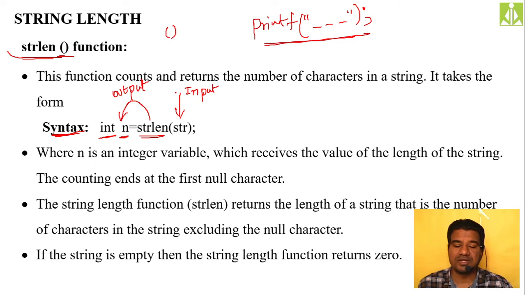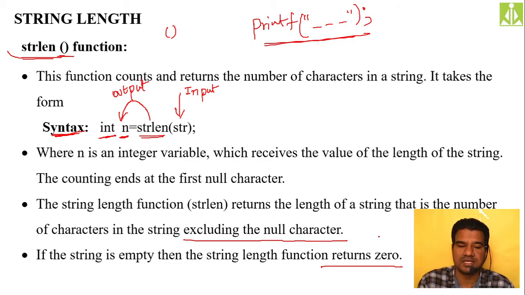The string length function returns the length of the string, that is the number of characters in the string excluding the null character, as I said. If the string is empty, then the string length function returns 0. Even an empty string will have a null character in it, but that null character is not counted, and it simply returns the size as 0. So quickly we'll see a simple program for this string length function.